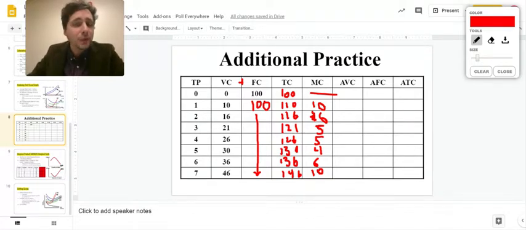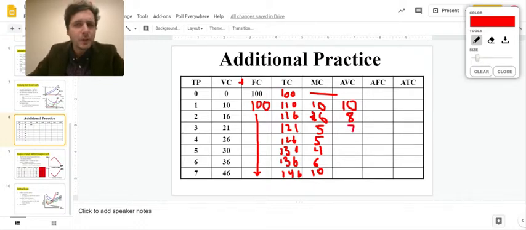Now, how do I find average variable costs? I simply take my variable costs divided by my total product. So I'm just going to do the first couple because the math is too hard for me. But if you had a calculator, you could do it. So my variable cost is 10 divided by my total product, which is 1. So my average variable cost is going to be 10. My variable cost is 16 divided by 2 is going to be 8. And then 21 divided by 3 is 7, and then you can fill in the rest.